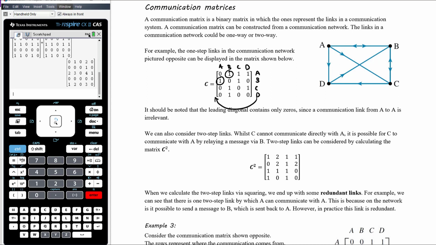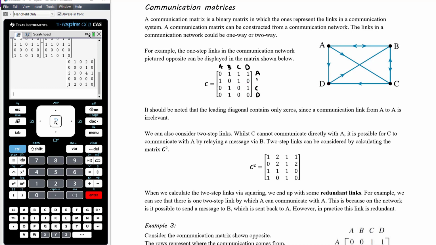In this instance, it's not all two-way communication. So say, for example, you can communicate from D to B. So from D to B is this one here, but there isn't the corresponding, sorry, let me use a colour so you can see what I'm talking about. So from D to B, we can communicate, but we cannot communicate from B to D. So we don't necessarily have that symmetry where we just have one-way paths in communication.